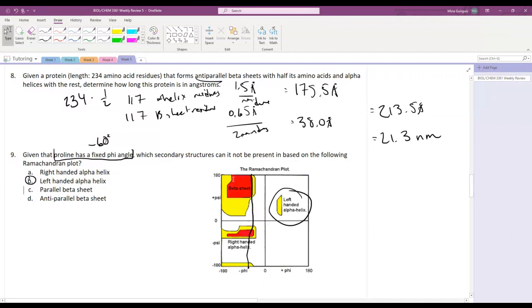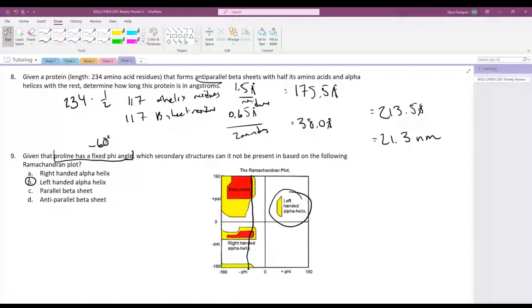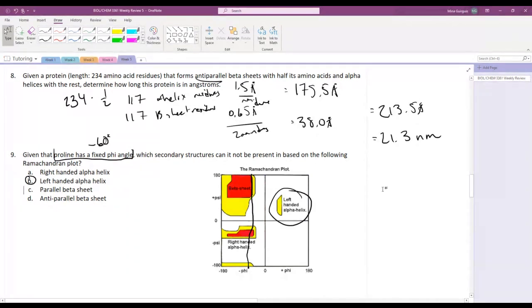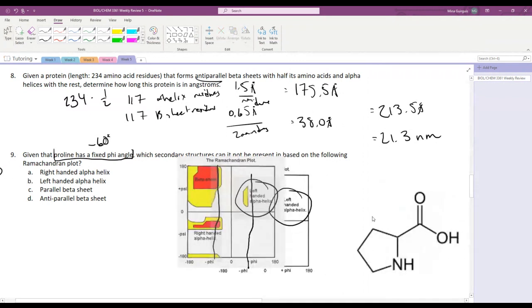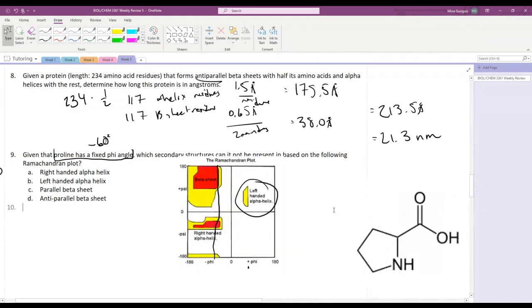Actually, before we move on, why is proline's phi angle fixed? Let's ask that. Yeah, it's a cyclic structure. So just so that I'm complete, here is the image of proline that I want to show you guys. Oh God, okay, we're just gonna ignore it.